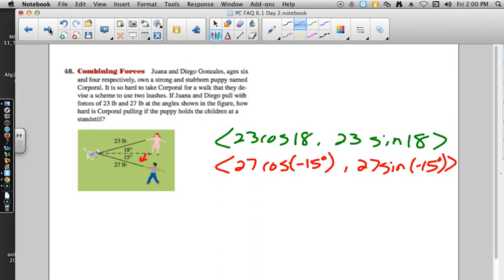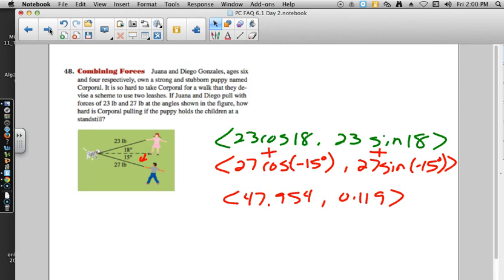Well, we punch that in, and we have 47.954 and 0.119. So we add those pieces. I mean, that's what we have to do. These two people, this plus this and this plus this, are getting us that component vector because they're both pulling at the same time. Now, we wanted to know how hard is the puppy pulling if he holds the children at a standstill. Well, this is how hard the kids are pulling. He's pulling equal but opposite.